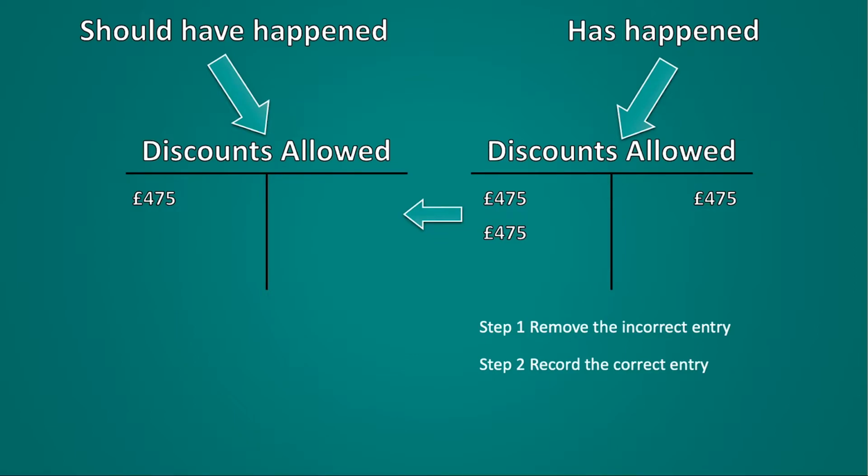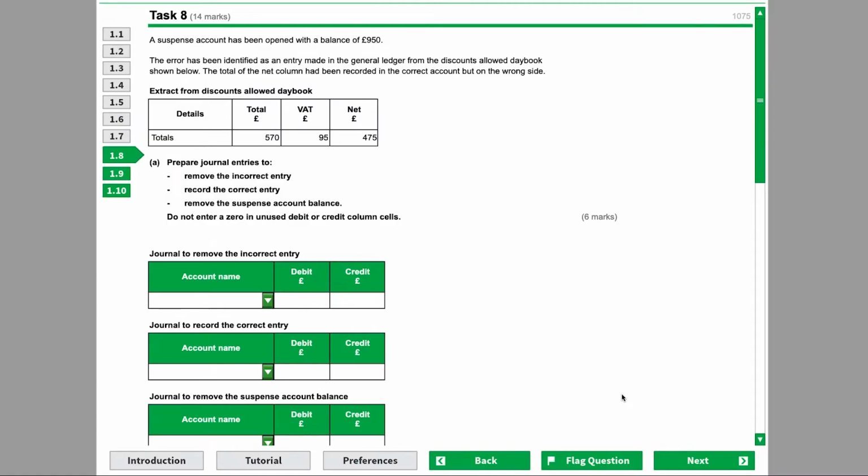The final step, step 3, is to clear the suspense account balance. It states within the question that the balance on the suspense account is £950. Now, a little tip here, your journal has to balance. So as you can see, we've entered 2 debits, which means for the journal to balance, the entry to the suspense would have to be a credit, or the debits and credits wouldn't match up.